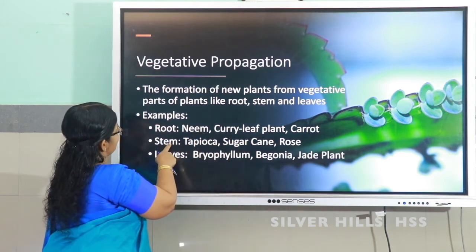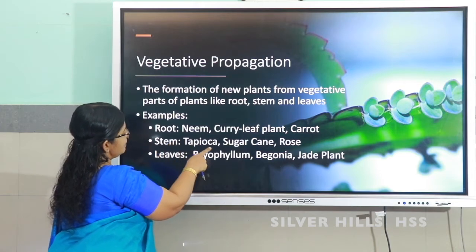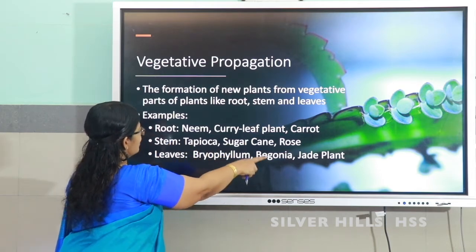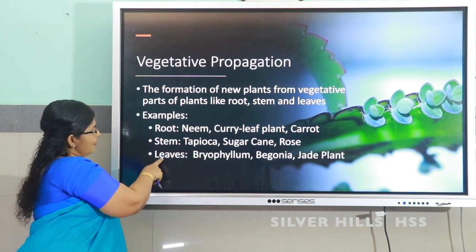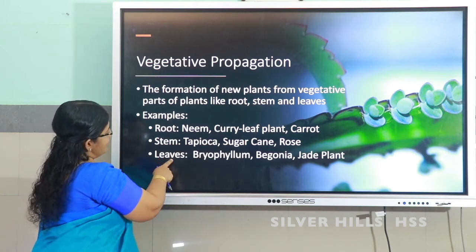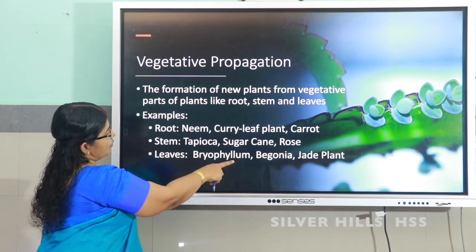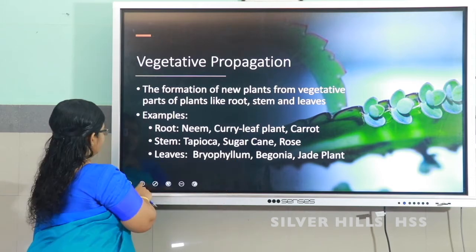New plants coming from stem. Example: tapioca, sugarcane, rose. And new plants coming out from leaves: bryophyllum, begonia, jade plant.